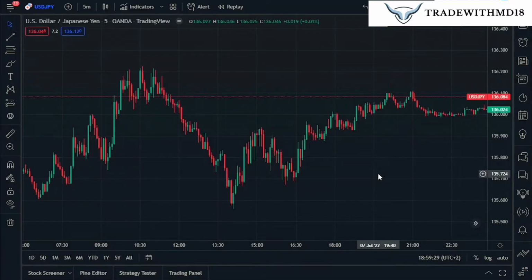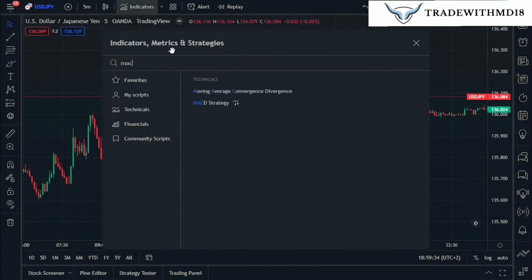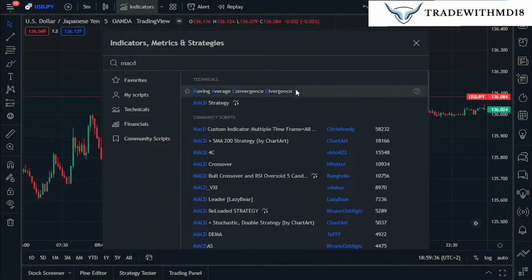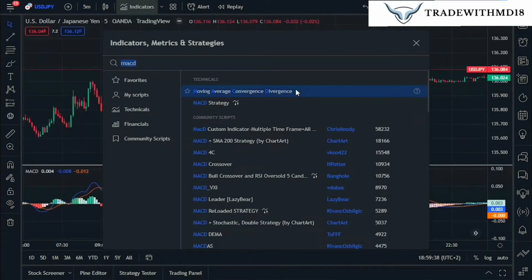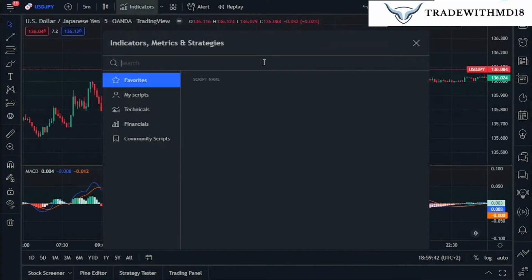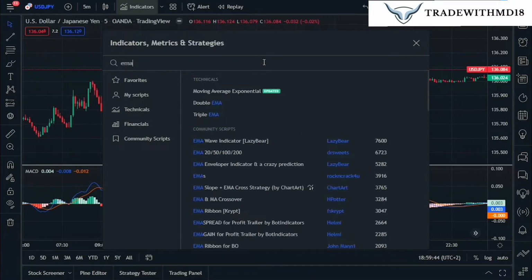Set our indicators first. Go to tradingview.com, click on the indicator tab, then search for MACD. Choose this one. The classic strategy uses the MACD indicator for buy and sell signals and the 200 exponential moving average to determine the trend. So our next indicator is the exponential moving average. Search for EMA and click on the first one.